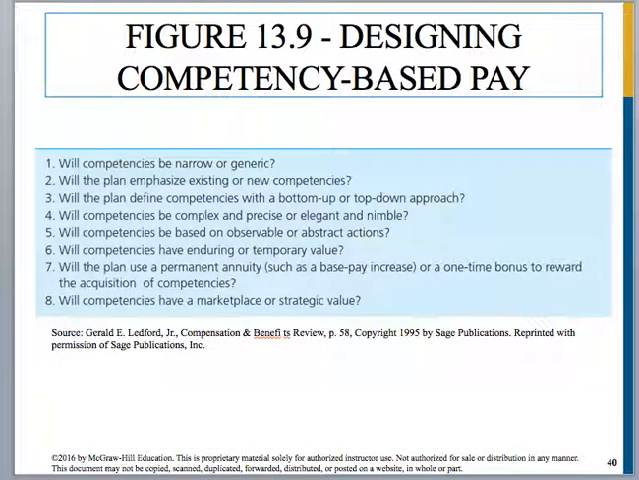So Figure 13.9 shows you some of the ways in which you can design competency-based pay. Some of the questions would be: will competencies be narrow or generic? Will the plan define competencies with a bottom-up or top-down approach? Will competencies be based on observable or abstract actions? Will competencies have a marketplace or strategic value? These questions help you to sit down and flesh out the ideas and to better ascertain how to design your competency-based pay.